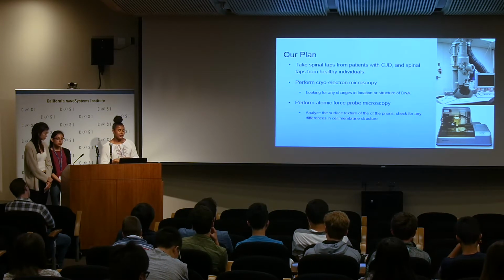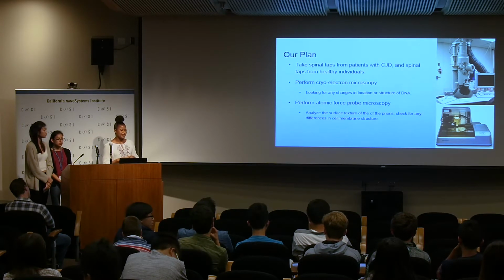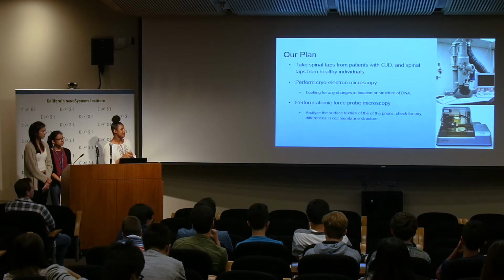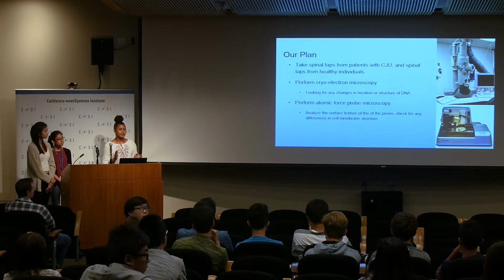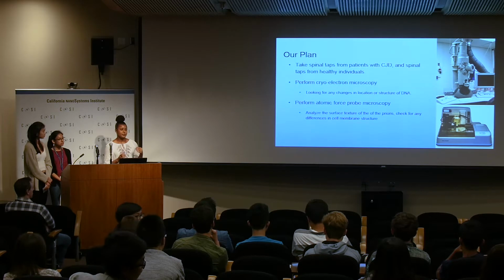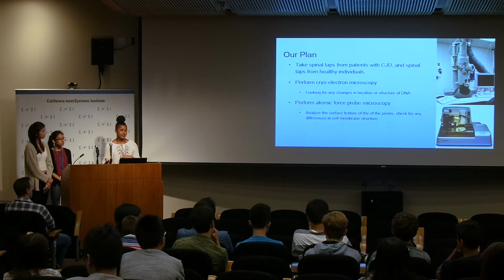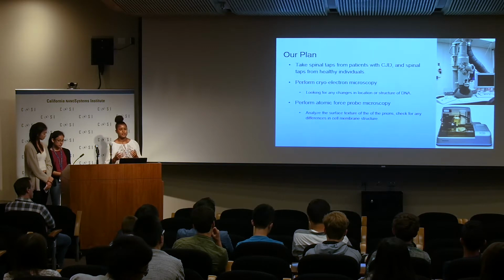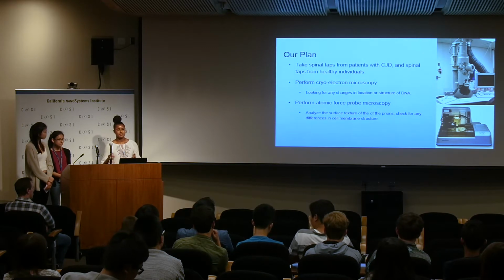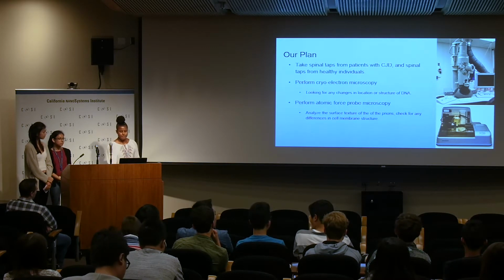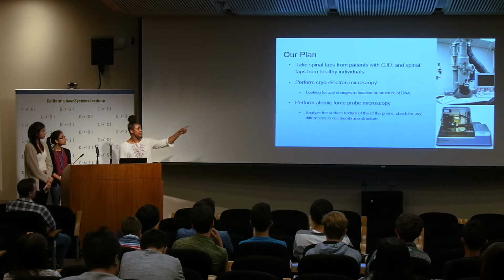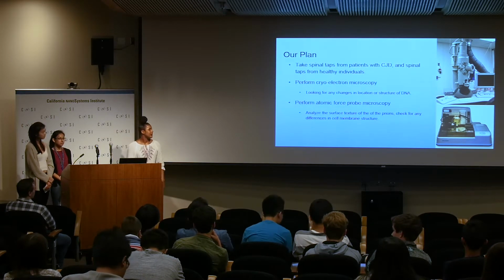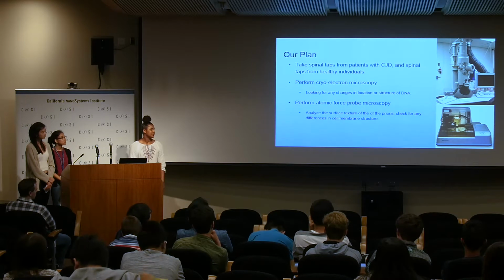And in the atomic force probe microscope, we're going to analyze the surface texture of the prions and see if maybe there are any protrusions or indentations particular to the CJD ones that are not in the healthy ones. And hopefully, if we understand the structure of those, we can understand the structure of the cell membrane of cells infected with it. And on the top is an electron microscope, and on the bottom is an atomic force probe microscope.